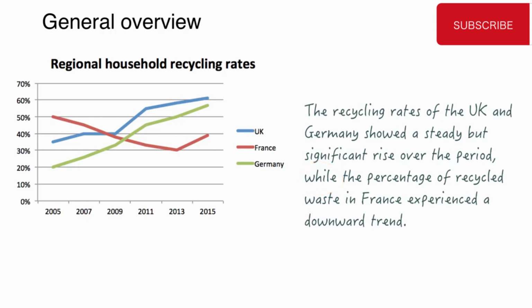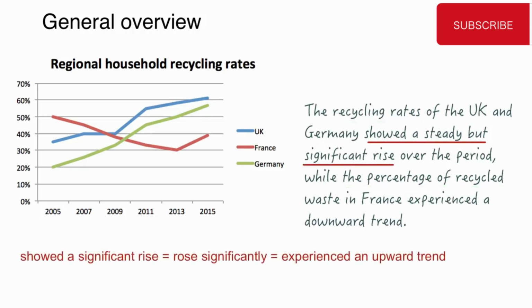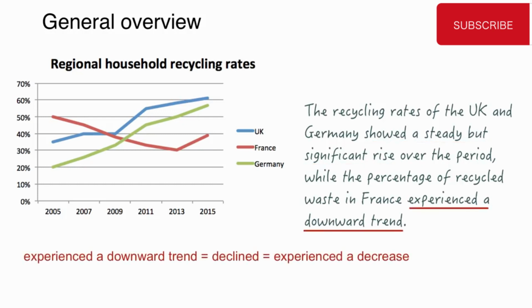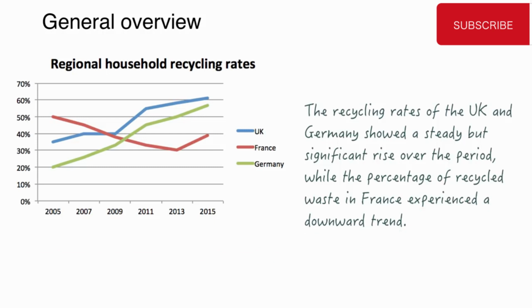Also note how I used a synonym to avoid repetition. The first time I said "the recycling rates", and after that I said "the percentage of recycled waste", and it's a very good paraphrase. Next, instead of "showed a significant rise", I could also use "rose significantly" or "showed an upward trend". And instead of "showed a downward trend", I could say "declined", "experienced a decrease", and so on. So that's all with our overview.